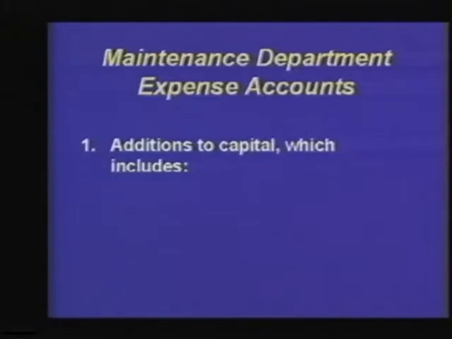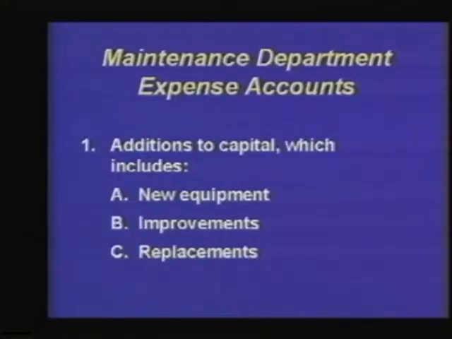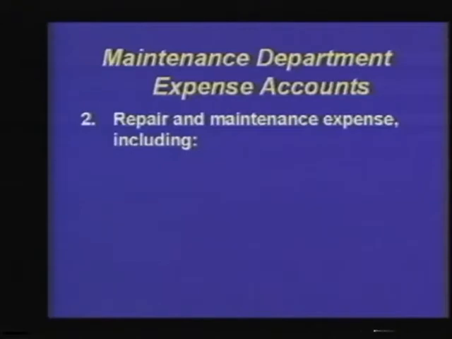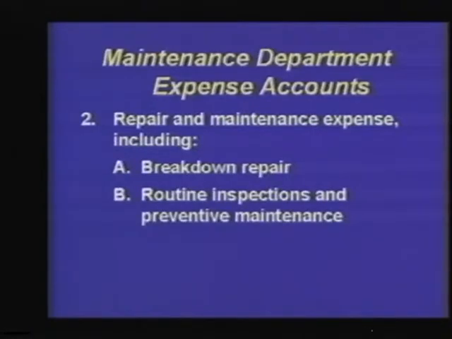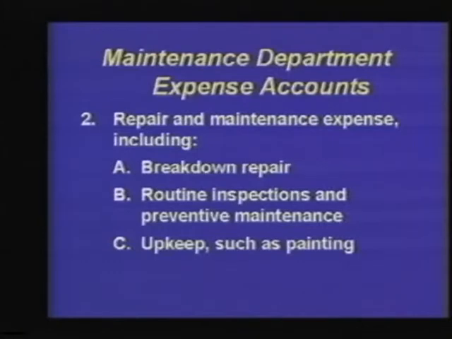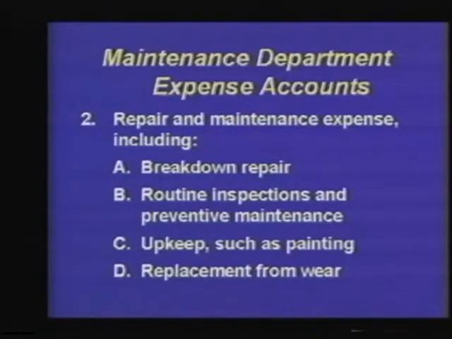Now, moving on to page number 4, we have some additional expense accounts which are identified as 1, additions to capital, and that would include new equipment, improvement or replacements. 2, repair and maintenance expenses, including A, breakdown repair. B, routine inspection and preventive maintenance. C, upkeep such as painting. D, replacement from wear. And E, building repair.